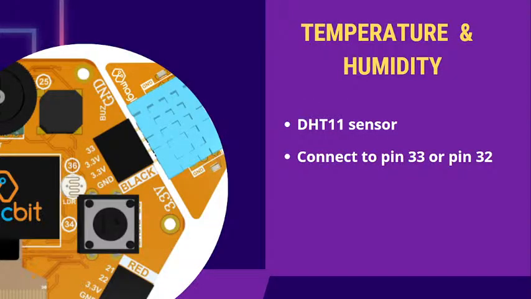Now we'll see how we are going to measure them. For measuring temperature and humidity, we are going to use the DHT11 temperature sensor. From this DHT11 sensor, we can measure both temperature and humidity at the same time. As shown in the figure, in our Magicbit, we can connect this DHT11 sensor to pin number 32 or 33, because both ports are the same. Both ports output 3.3 volts, so we can use either of them.